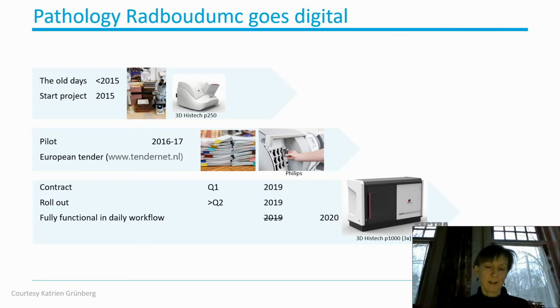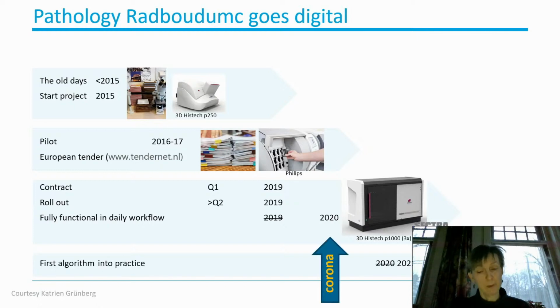So during the beginning of 2019, we were able to start rolling out everything. But as these large projects go, it always takes longer than you would hope for. And really, in the very early spring of 2020, we were almost there. And that was when Corona hit. So just the last validation steps were still missing.